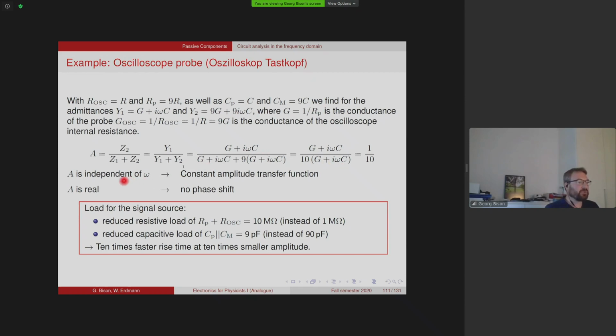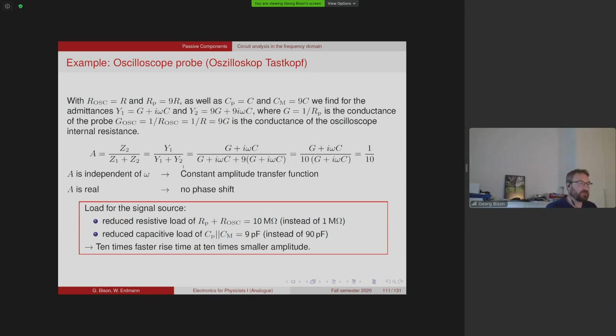And this has two important advantages: that the transfer function is independent of omega, so we have a constant amplitude transfer function for all frequencies, and that it is real, so we have no phase shifts. Yeah? And both things are important if you want to do a measurement with your oscilloscope.